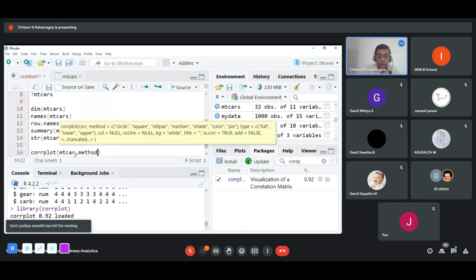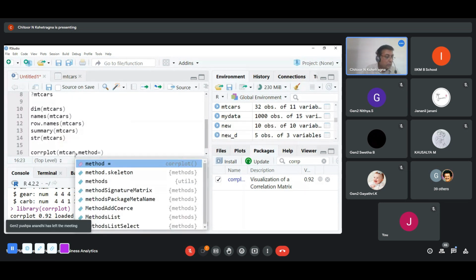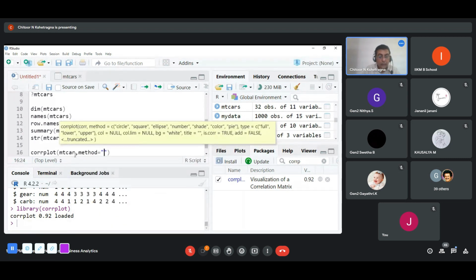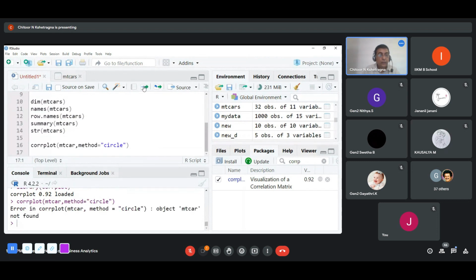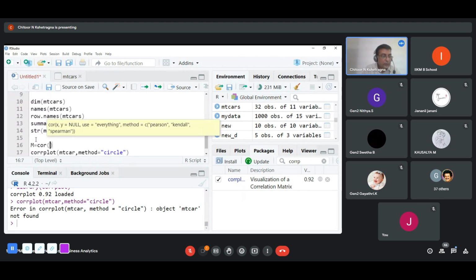Method equal to, let's give it a circle. I'm just running it. Okay, fine. Before that, I need to do something else. So let me do something. Let's assign and call m is equal to, or we have to find a correlation, and then we have to do this.